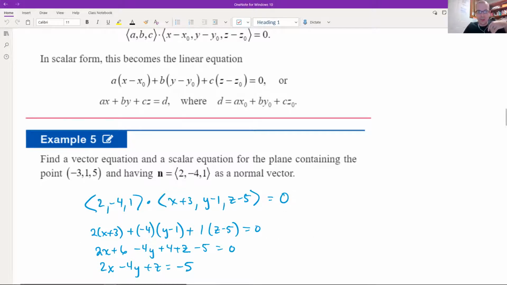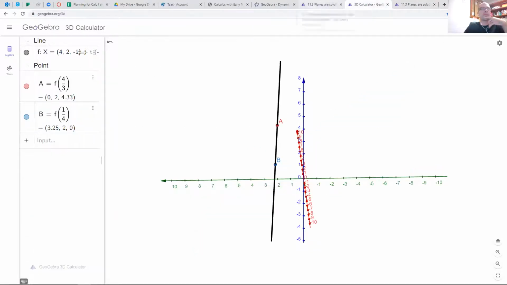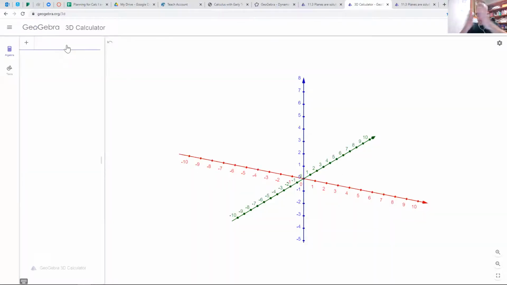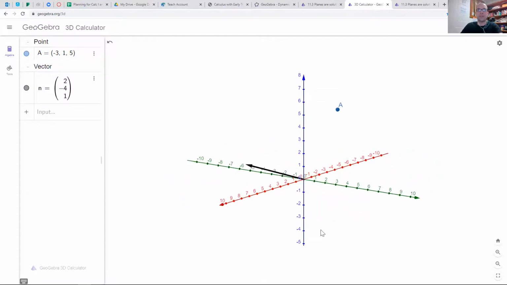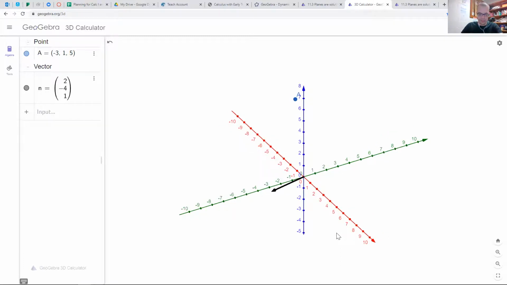So real quick, let's just open up a blank one and we'll do that again. Let's clear this one. We've got a point. Let's call it A. And it'll be -3, 1, 5. And a little vector n. That's our normal vector. 2, -4, 1. Awesome. And we are creating a scalar equation for the plane.